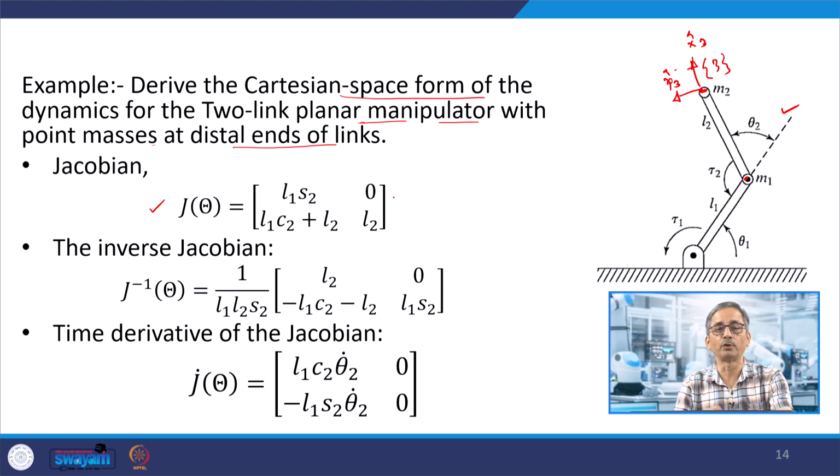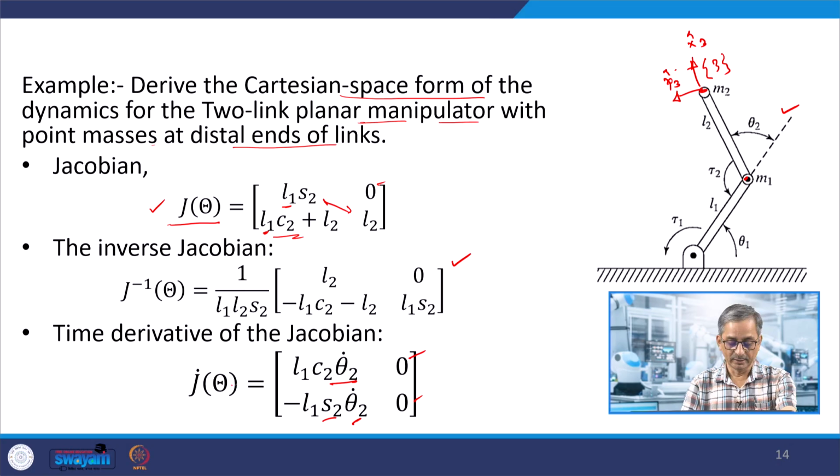So, this is that Jacobian, and I can write the inverse of this one, okay. To get the inverse of a 2 cross 2 matrix, we just interchange these two terms over here, and we put a minus sign on these terms, alright. So, this way I get the inverse, and then I can get the time derivative of the Jacobian. If I want the time derivative of this, it will be L1 cos θ2 θ̇2, 0 here, and L1 sin θ2 θ̇2 here, and 0 over here, okay.